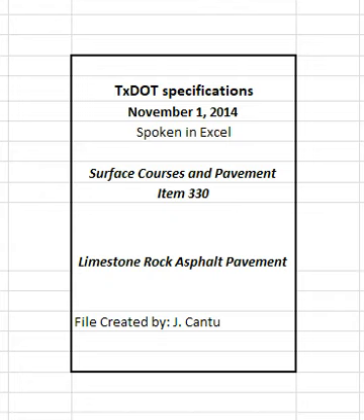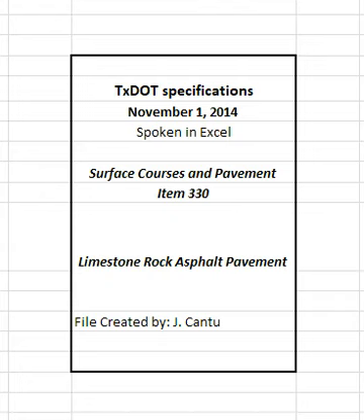4.7 Ride Quality. Use surface test type A to evaluate ride quality in accordance with Item 585, Ride Quality for Pavement Surfaces, unless otherwise shown on the plans. 5. Measurement. LRA pavement will be measured by the ton of composite LRA pavement of the type actually used in the completed and accepted work in accordance with the plans and specifications for the project.